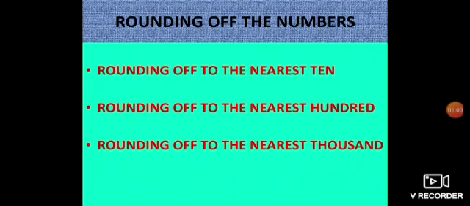Rounding means making a number simpler but keeping its value close to what it was. Today, we'll learn about rounding of numbers to the nearest 10, 100 and 1000. Let's start with rounding of numbers to the nearest 10.